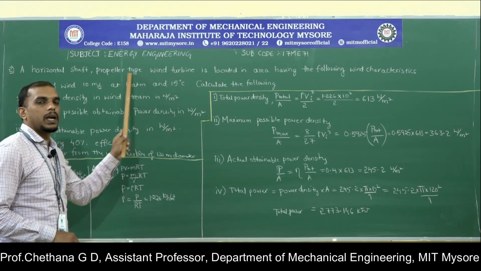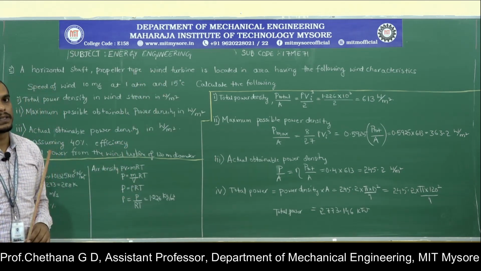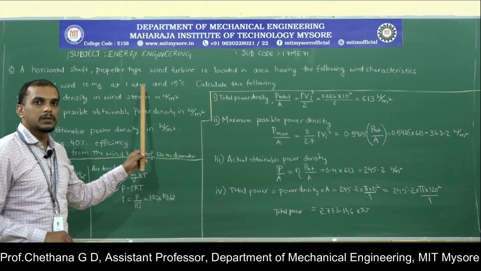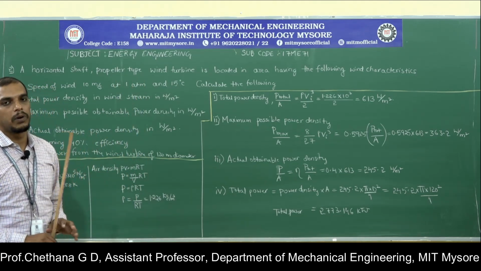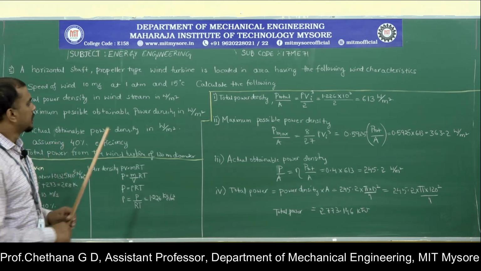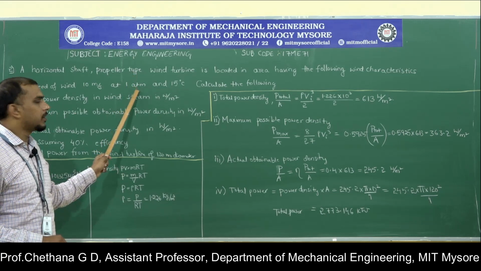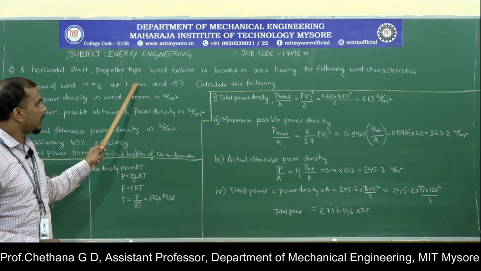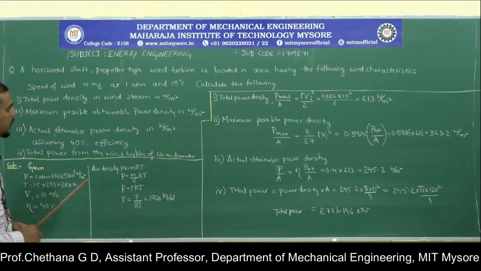Remember, whenever these two data are given, he wants you to calculate density by using these values, not to use the assumption value as 1.23 kg per meter cube. So air density has to be calculated by the ideal gas equation using atmospheric pressure and temperature.